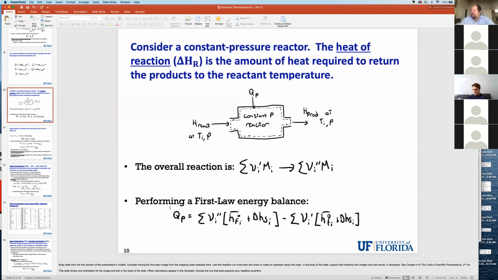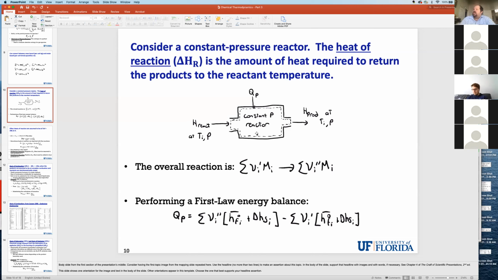So essentially we can do a first law energy balance, and you can show that the amount of heat coming in is simply equal to the amount of enthalpy going out minus the amount of enthalpy coming in. There shouldn't be any shockers here.